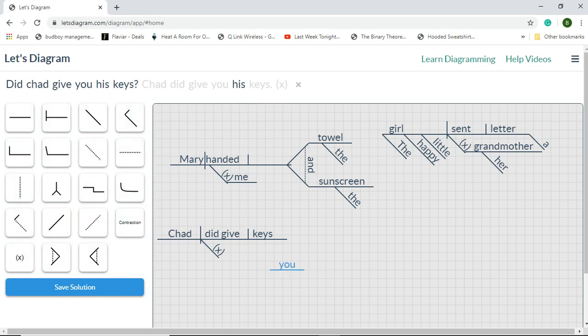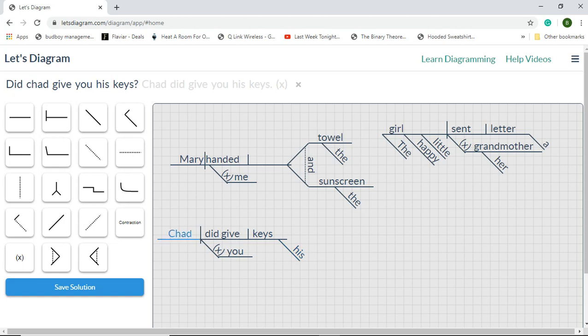Who is he giving it to? He's giving them to you, right? What did he give? He gave his keys. Who did he give them to? He gave them to you. Okay? And whose keys are they? They're his keys. Making this our adjective modifying keys.